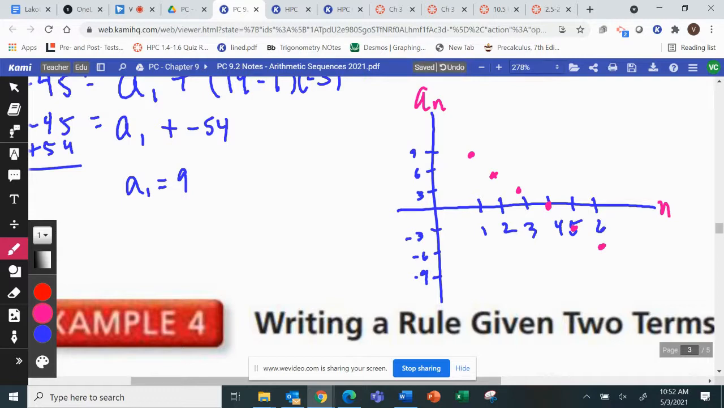What about connecting it? Should we connect it? Not for sequences. We're going to leave them as dots. What we're really just confirming is that we have a line and that they are spaced evenly. We can see they're going down 3 each time.